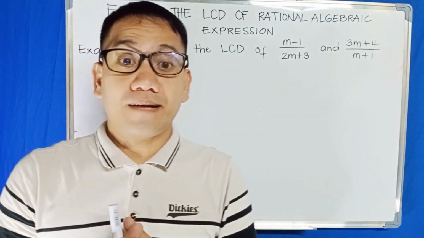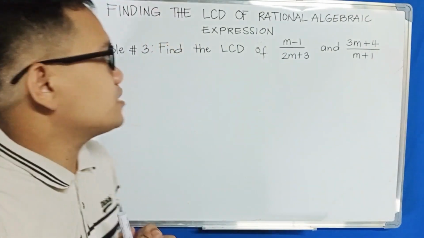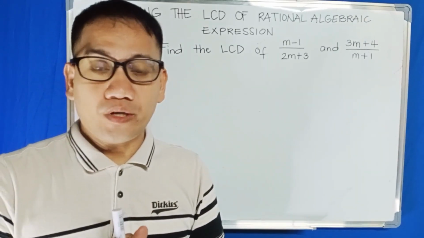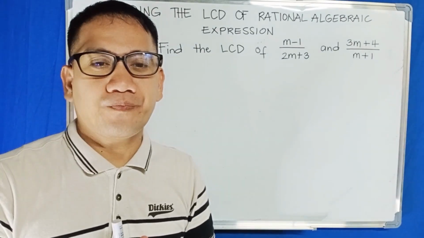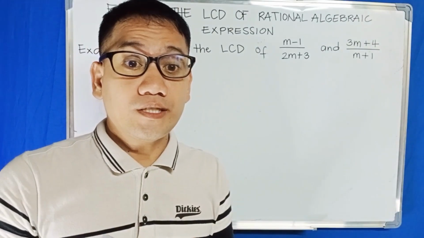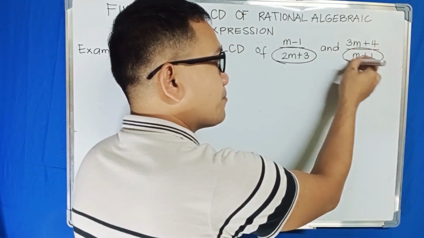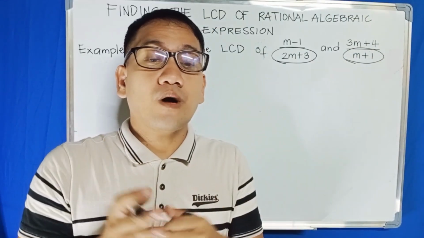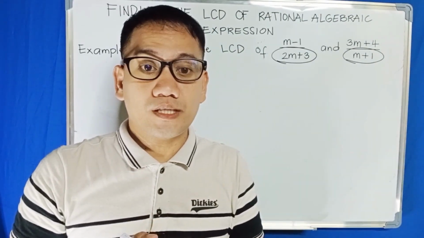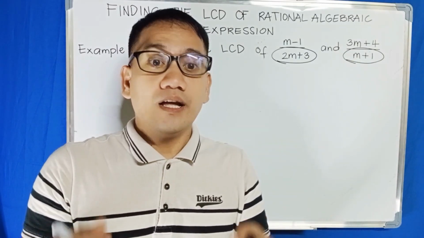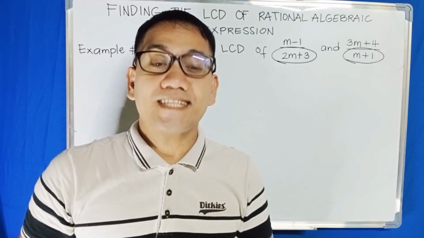Let's have our third example. Let's find the LCD of (m minus 1) over (2m plus 3) and (3m plus 4) over (m plus 1). Here, if we are to notice, the denominators are 2m plus 3 and m plus 1, and there is no common factor between these two denominators. To determine our LCD, or the least common denominator, that would be the denominators themselves.